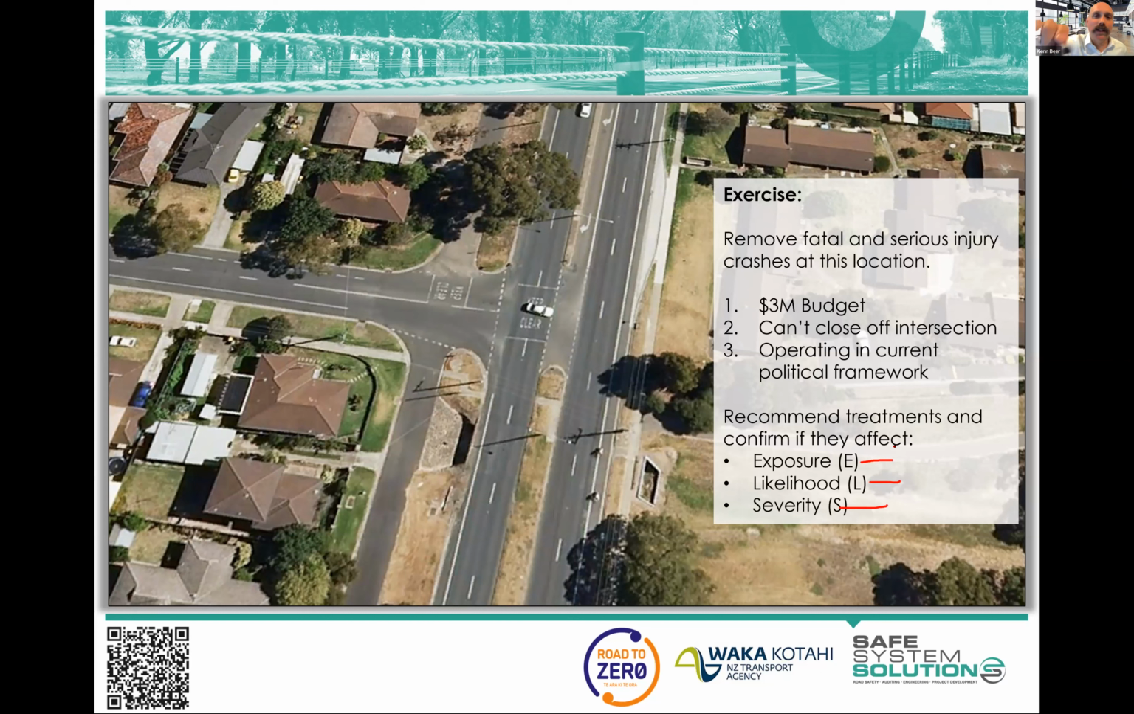Now, this road is carrying about 21,000 vehicles a day, and this road is carrying about 1,800. This has got 10% commercial vehicles, CVs, heavy vehicles.